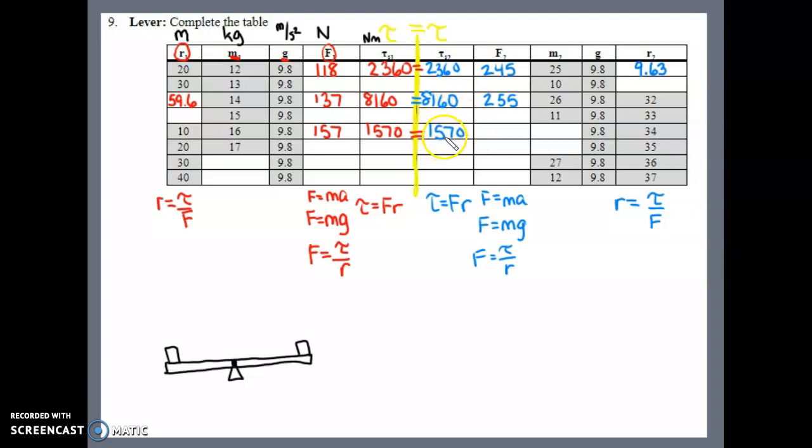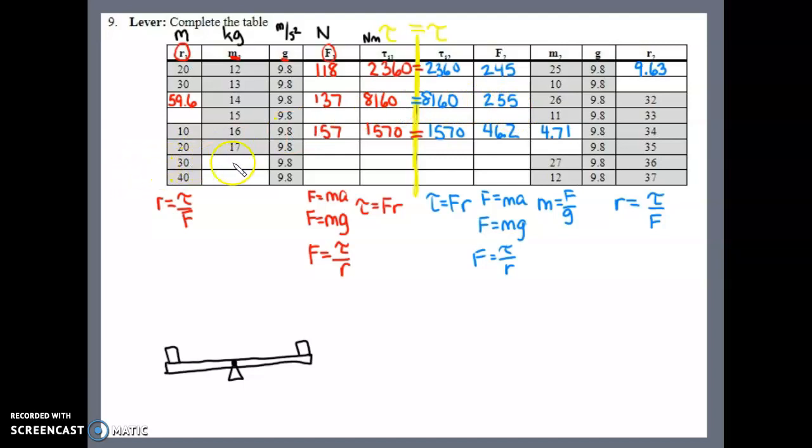Okay, so now that I have the torque, if I want to find force, force is torque divided by radius. So 1570 divided by my radius of 34 gives me 46.2 as my force. Well, here I want to find mass. Using F equals mass times gravity, I can find mass as force divided by gravity. So 46.2 divided by my gravity, 9.8, gives me a mass of 4.71 kilograms.